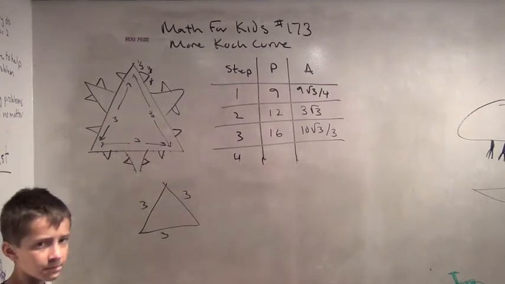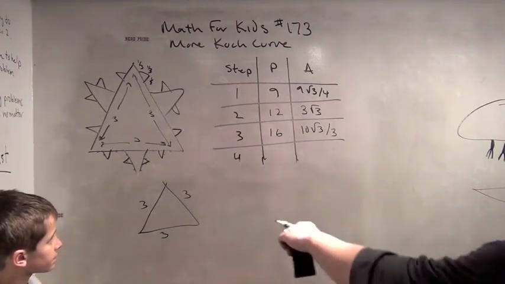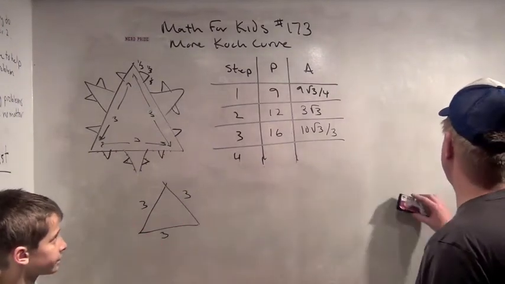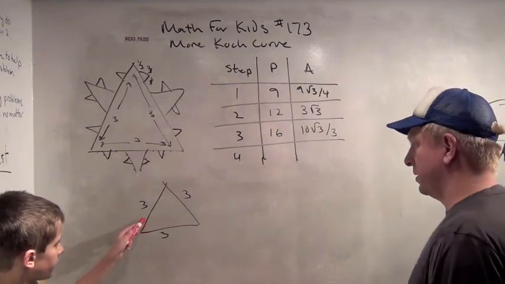Okay, just making sure that's all on screen. What's the perimeter of this triangle? It's 9. What does the perimeter mean? It means going all the way around.